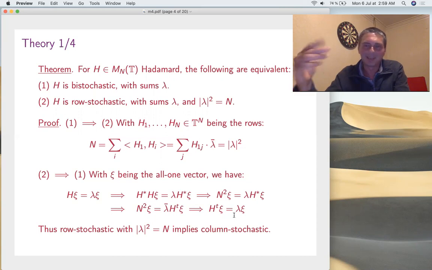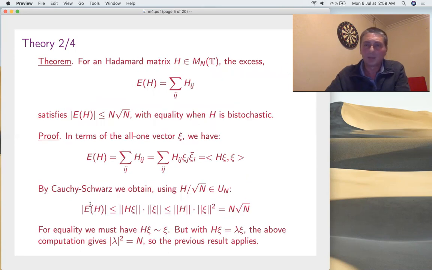Okay, so it's better to view this bistochastic condition in matrix form. So one vector. Now another thing which is well known in the real case, and I don't know who it was, maybe Seberry or Mitrulia, I don't remember. It's about the excess, that it satisfies this by Cauchy-Schwarz, and the equality holds when H is bistochastic.